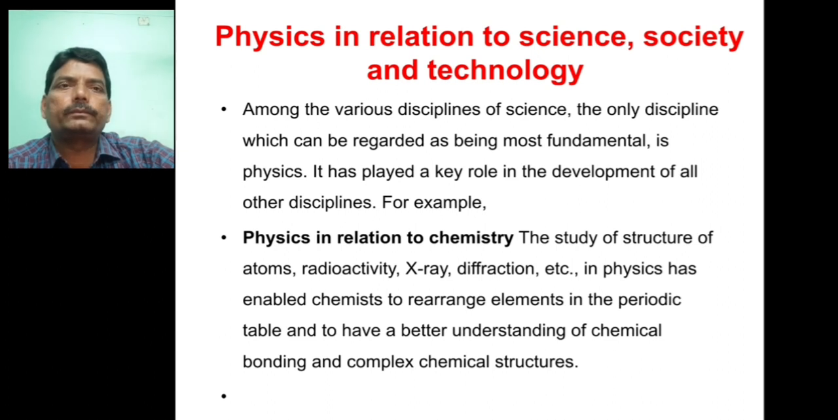For example, physics in relation with chemistry. Now you see how physics plays a role in chemistry. A study of the structure of atom, radioactivity, X-ray, diffraction, etc. in physics has enabled chemists to rearrange elements in the periodic table and to have a better understanding of chemical bonding and complex chemical structure. So physics helps in chemistry for all these particular things.